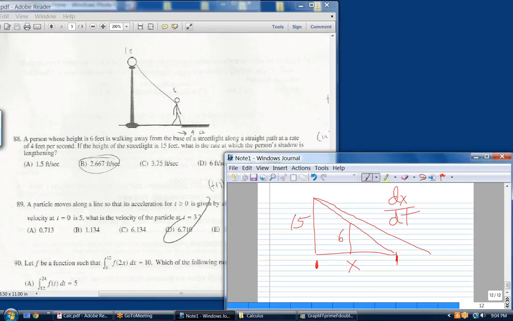Okay, so we have a right triangle here. If we set up the equation for the right triangle, the hypotenuse, which we'll call z, z squared equals 15 squared plus x squared. All right, let's see. What are they giving us? They're giving us the rate that the person is moving.